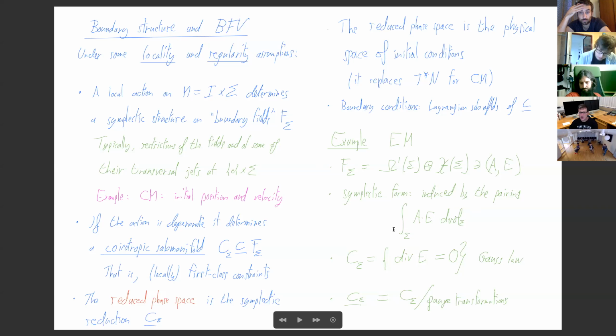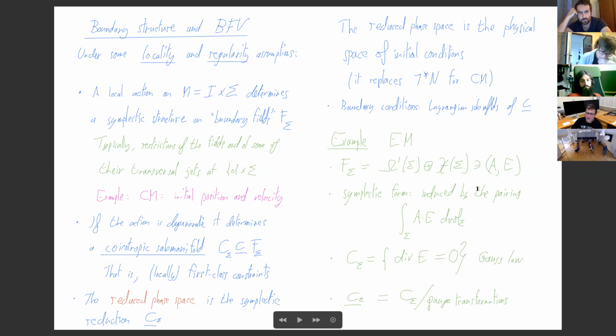So on this space, you have a pairing. If you have a one form A and the vector field E, you can pair them together, you get a function, and then you can integrate this function using the given volume form. Okay, so this is non-degenerate, and again, you can use this to induce a skew-symmetric two form over F sigma. So this would be the symplectic structure. Okay, so in other words, you might think of this pairing as formally some way of identifying one forms as duals of vector fields. Okay, so this is again some sort of cotangent bundle.